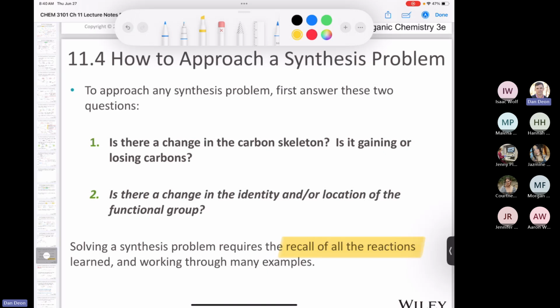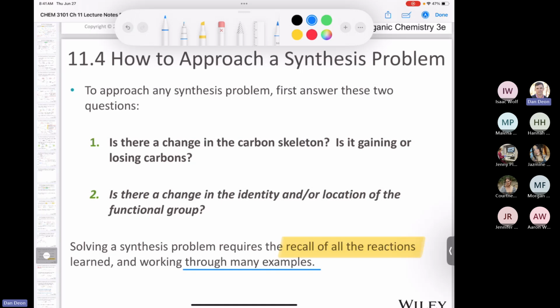And so the only way to get good at it is to work through many, many examples. It goes back to my analogy of riding a bicycle or playing the guitar or whatever. You can watch somebody play the guitar all day, all year, for years, but it doesn't mean you can play it, okay?